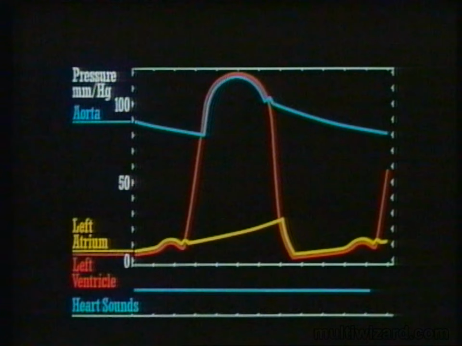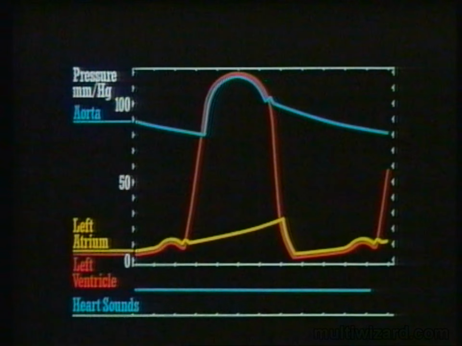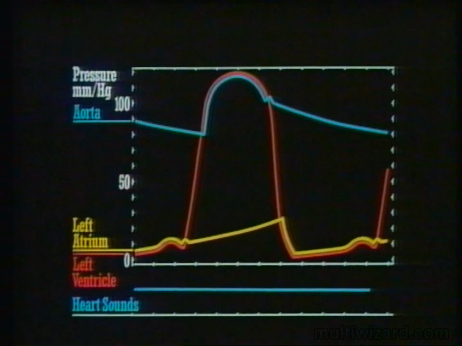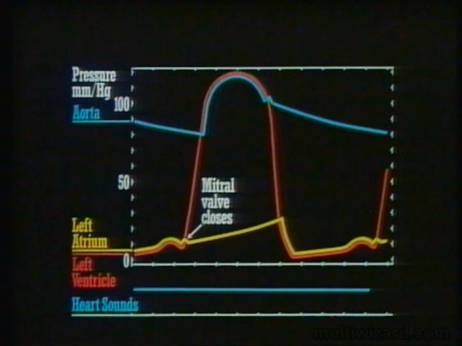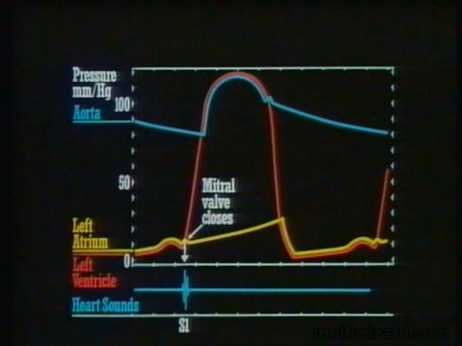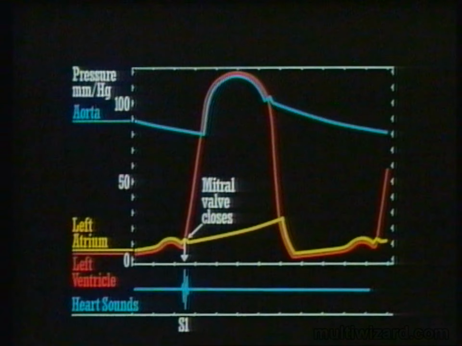The normal heart sounds are produced by valve closure. The first heart sound by mitral and tricuspid, and the second by aortic and pulmonary valve closure. The first heart sound occurs when the ventricular pressure rises above the atrial pressure and the atrioventricular valves close. This marks the onset of isovolumetric contraction and is taken to indicate the beginning of systole.